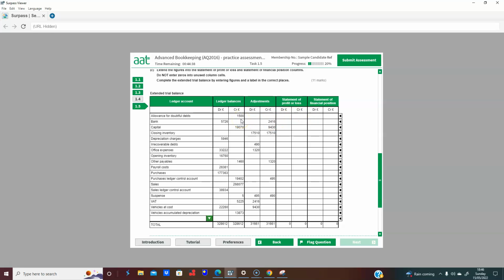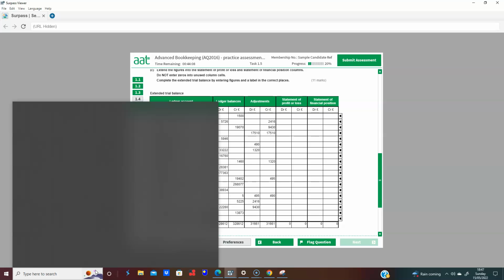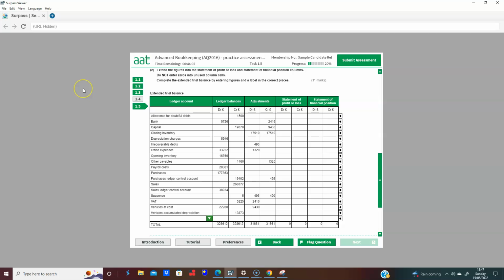So here we have allowances for doubtful debts. This is a balance sheet account here. We will see whether or not there are any adjustments for it in a second. That's your bank account, and you know that's going to end up here. You started off with this, but then you have this coming off it. So you have a debit of this minus this. So you're going to have 5726 minus 2416. So you're going to have 3310 here, because that's the difference. That's your debit.